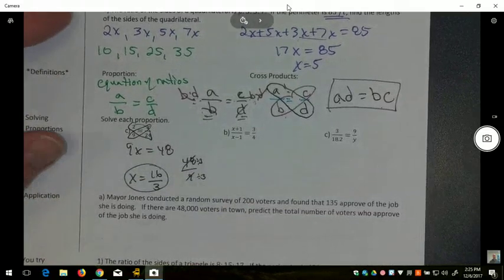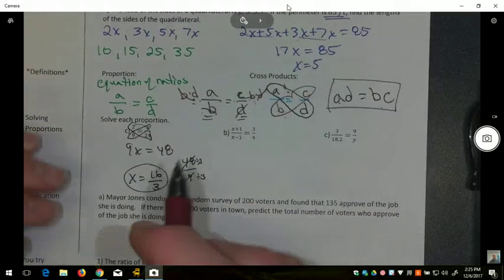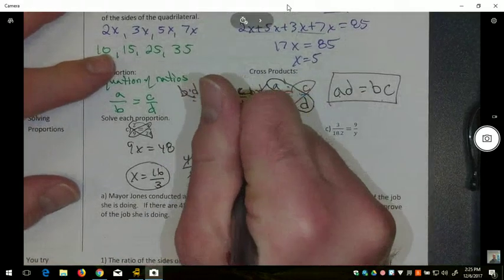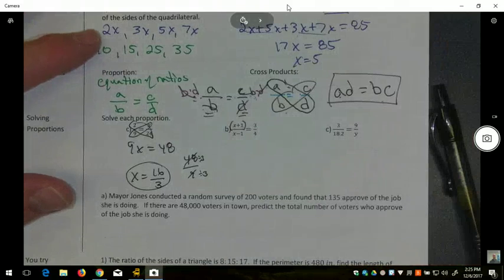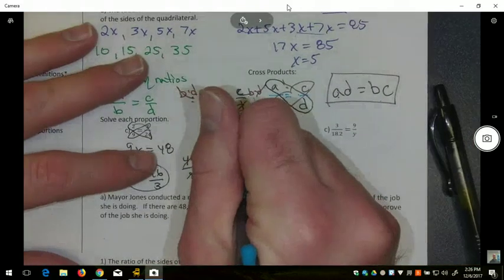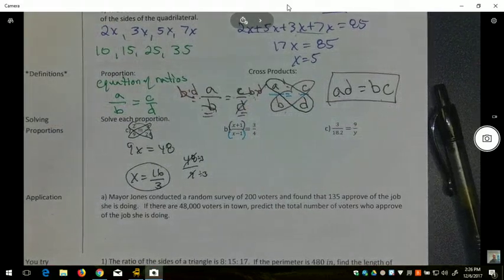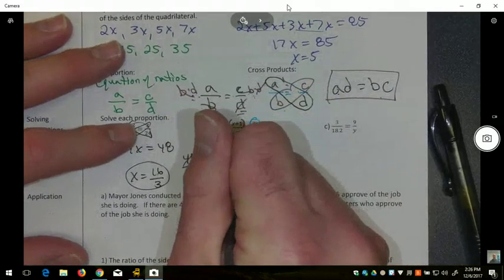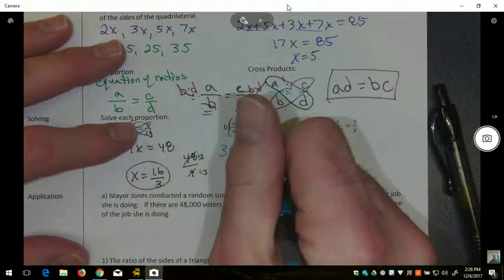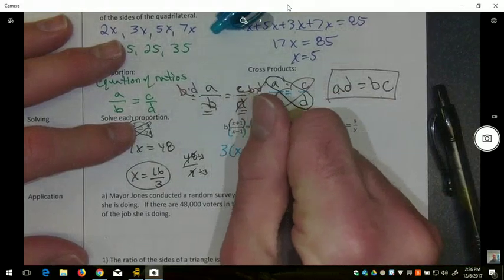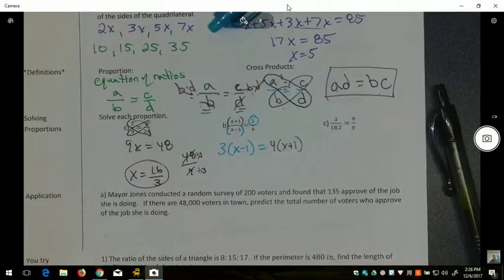Letter B is a little trickier. We have to be careful here because we have not just numbers or a variable, but a variable expression. So whenever there's a variable expression involving a binomial or trinomial or even something larger, we need parentheses around that expression before we multiply. So I'm going to do the 3 times x minus 1, and that will be equivalent to 4 times the quantity x plus 1.